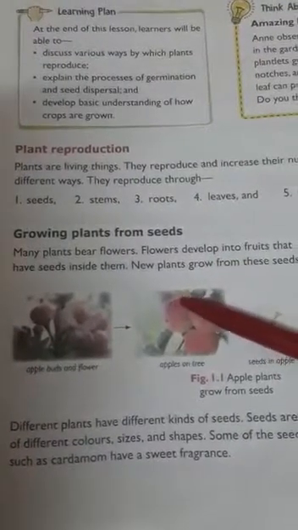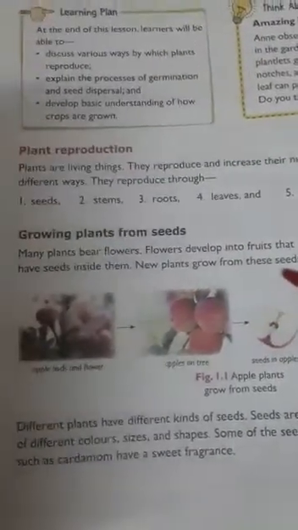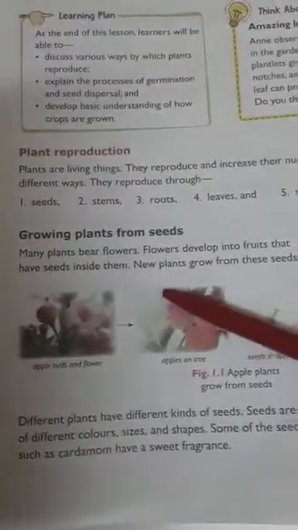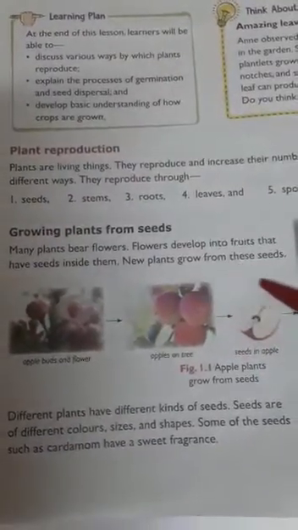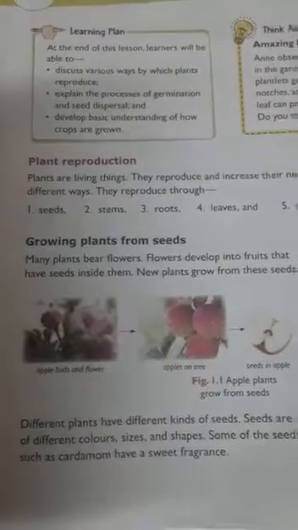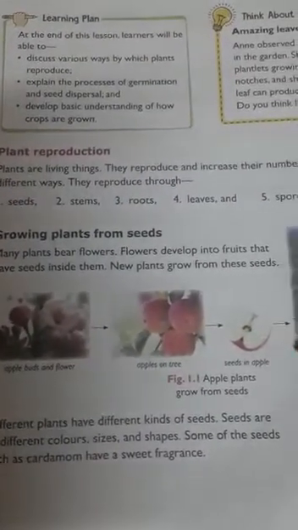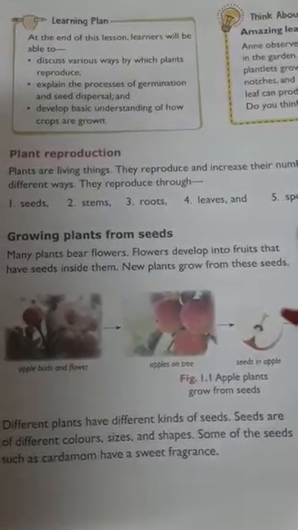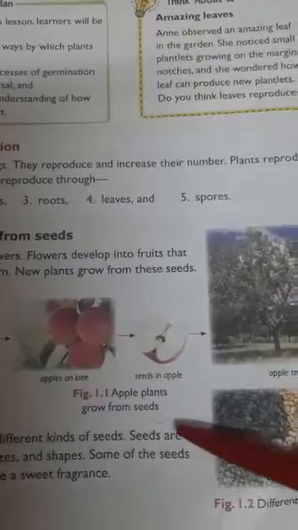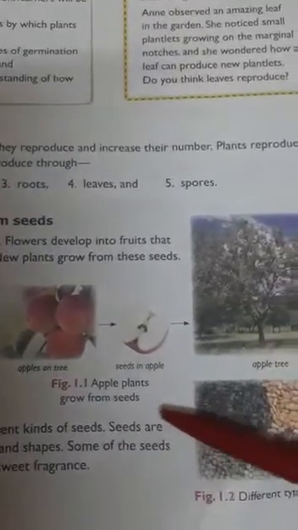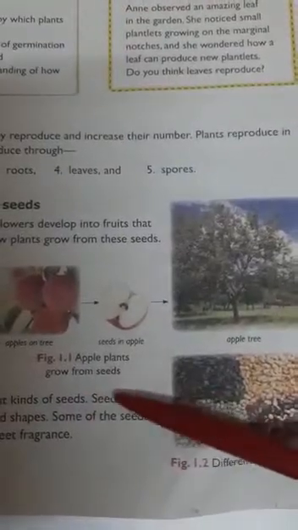So many plants bear flowers. Flowers develop into the fruits that have seeds inside them. New plants grow from these seeds. The common procedure of the reproduction is through the seeds. This is common. Okay. So here the example is given, apple tree. Okay. So apple plants grow from seeds.